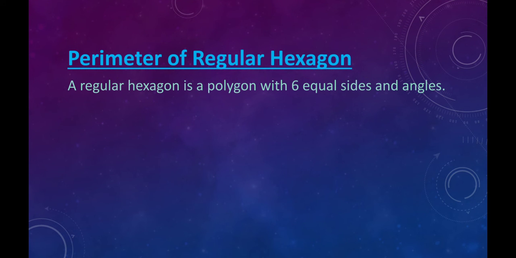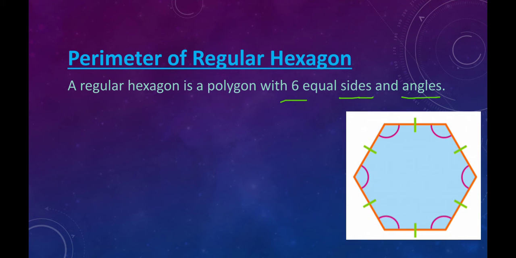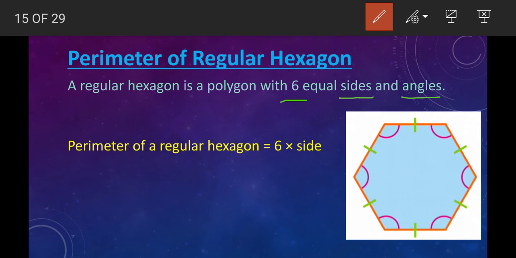Next come to the perimeter of a regular hexagon. A regular hexagon is a polygon with 6 equal sides and equal angles also. Look at here, the hexagon has 6 equal sides and 6 equal angles. So how to find the perimeter of this one? As we know, number of sides multiplied by length of one side. So perimeter of a regular hexagon equals 6 multiplied by side. If we take the side as A, then the formula is 6 multiplied by A.